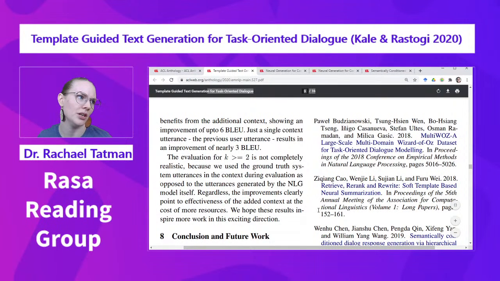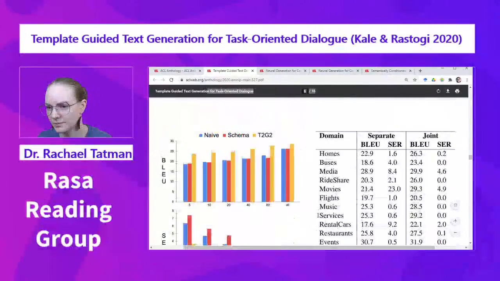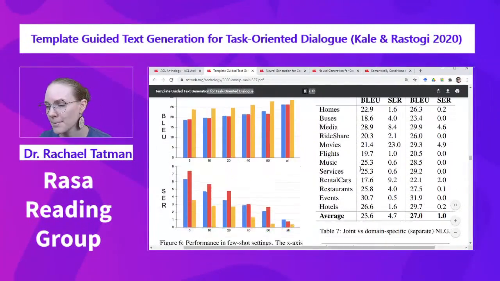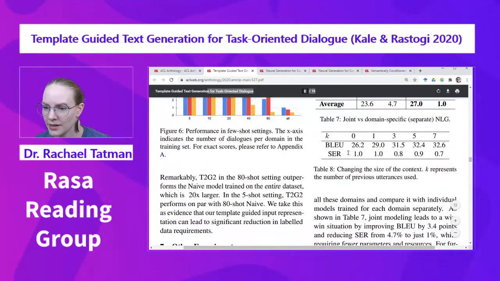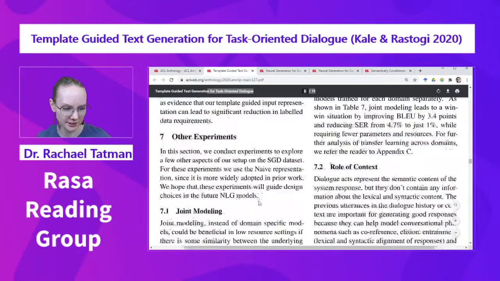I'm not deep enough in the NLG literature to know if this is a novel finding. My assumption is that it is not, but I could be wrong. And here is the context. So as k, the amount of conversational context, increases, error rate decreases, and this sort of proxy of fluency increases.